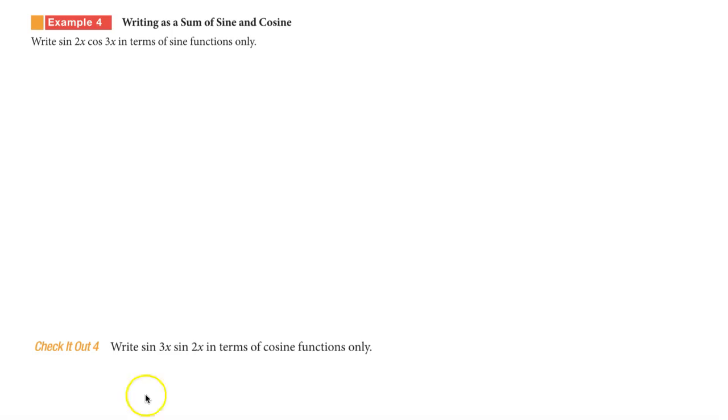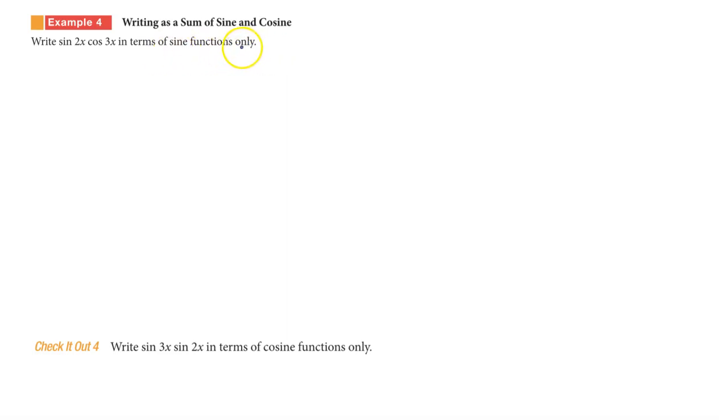And this next one is writing a sum of sine and cosine. So as you can see right here, this is written in terms of multiplication. So we've got sine 2x times cosine 3x, but they want it in terms of a sum. And they want it in terms of sine functions only.